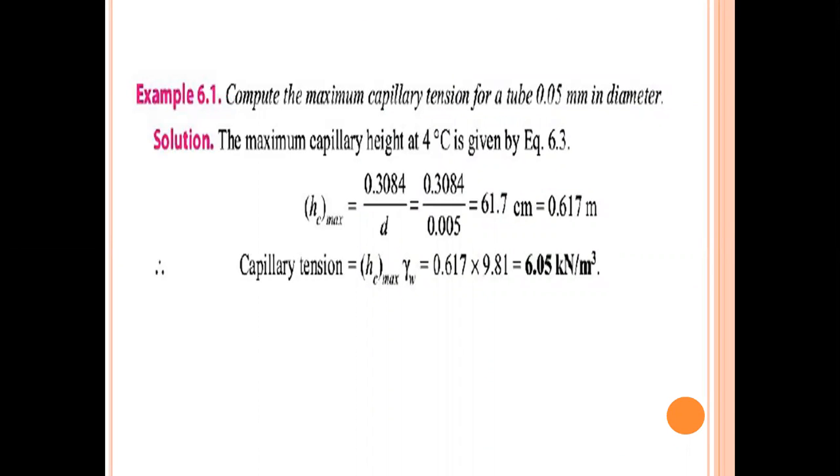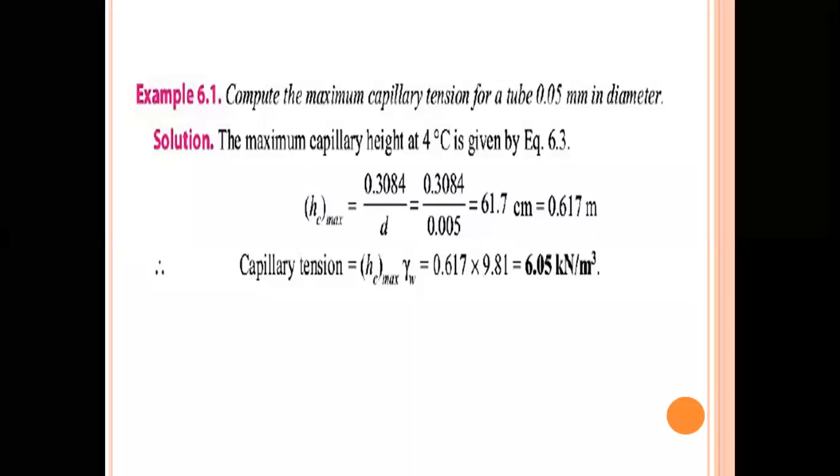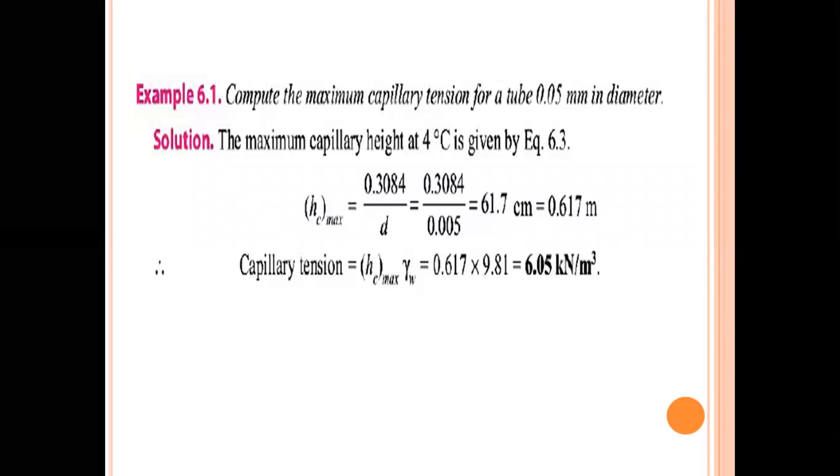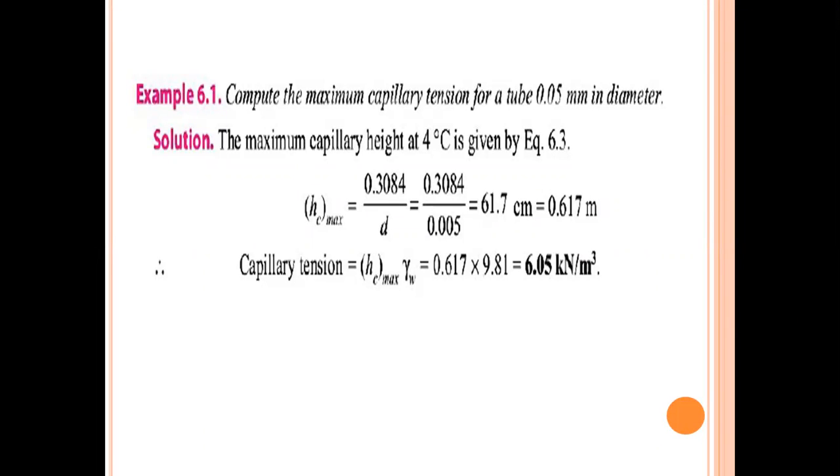Write the problem. Compute the maximum capillary tension for a tube 0.05 mm in diameter. So here we find out the capillary tension. Given the diameter of the tube is 0.05 mm. So write the solution.